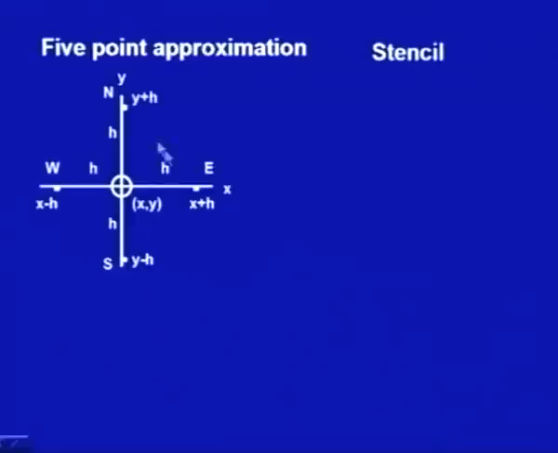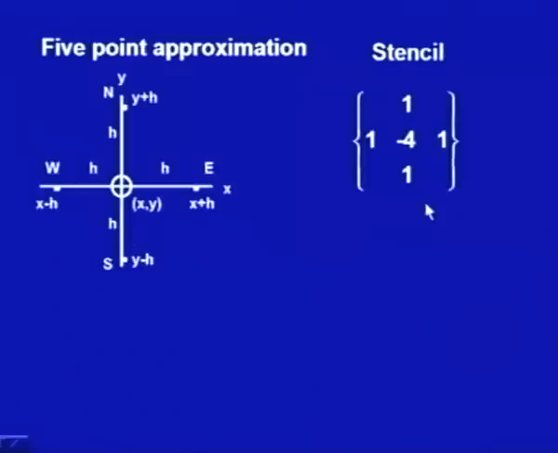From this 5-point approximation, you see this is 1, this is 1, this is 1, this is 1 and this is minus 4 times the function at x y. So this pattern is also called the stencil, and we can get it from here. You see it is 1, 1, 1, 1 and minus 4. This is called the stencil, or the pattern, or the mesh points.